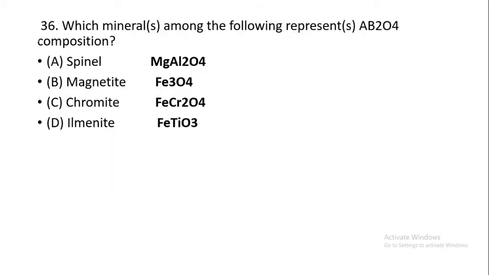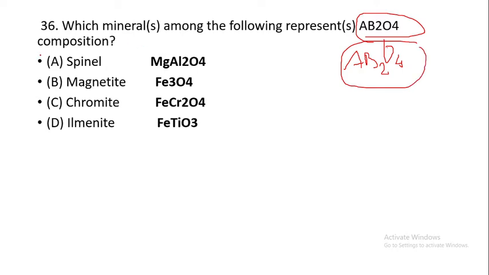Yeah, this is a very direct question. Here you can see the formulas. This is the given: spinel, magnetite, chromite, ilmenite. What we need to do is identify which has the chemical formula AB2O4. AB2O4. We need to identify. So for that we need to know the chemical composition of all of these. Then only we can easily identify them. As we know, spinel, magnetite, chromite, ilmenite are very important materials, and everyone knows their chemical composition. So without any doubt we can easily find it.